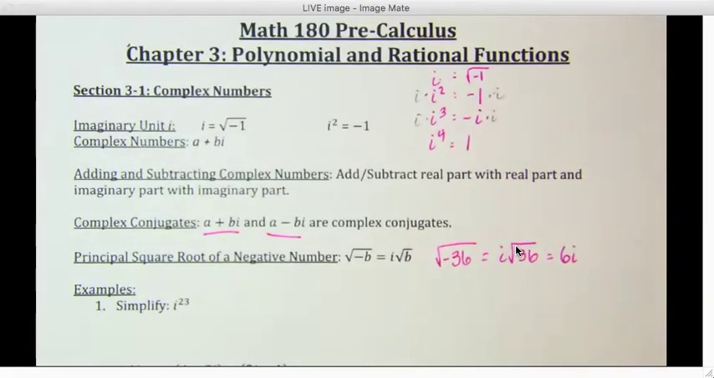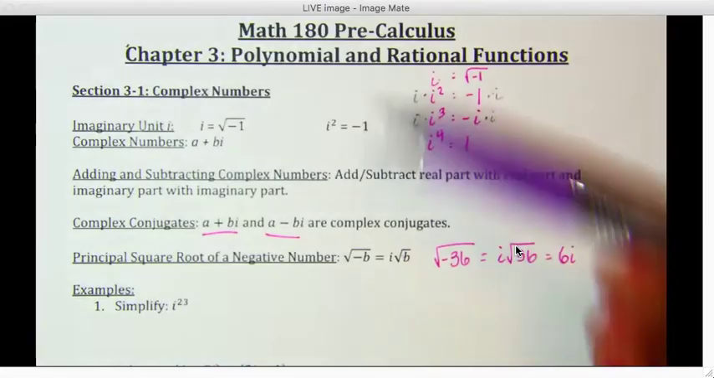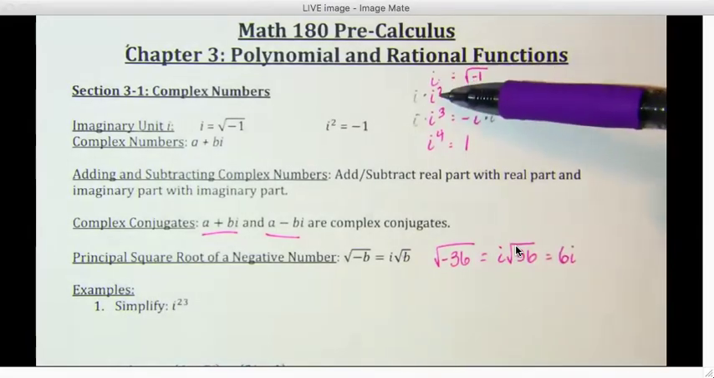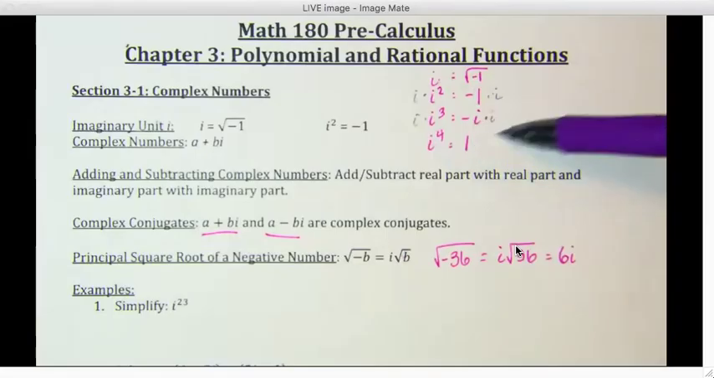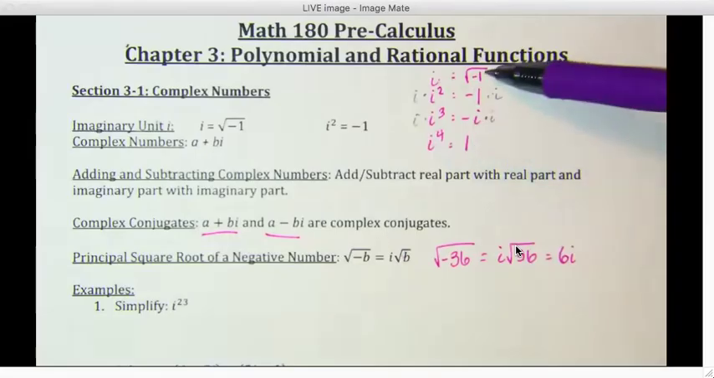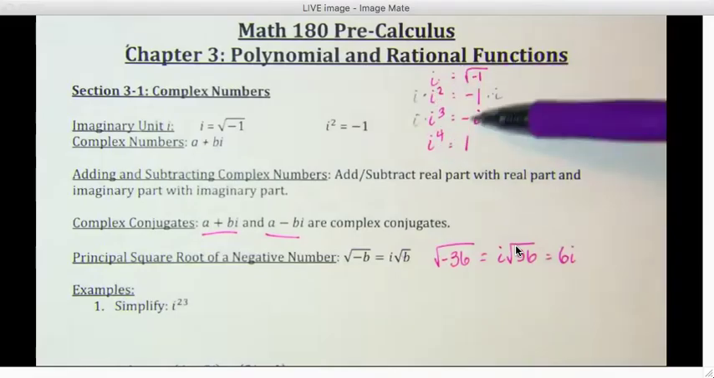Now, in this first example we have here, I have i to the 23rd power. So one way you could evaluate this is starting here. If we continue to go on through the cycle, I should have mentioned this earlier, but if I multiply by i again, then I end up multiplying 1 times i, and I get back to the beginning of the cycle, just having i. So every 4 powers, it cycles through here.